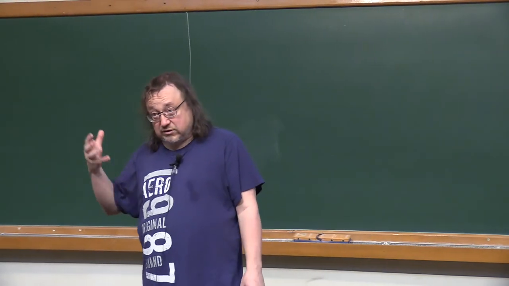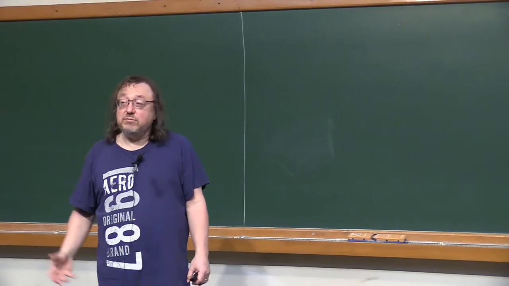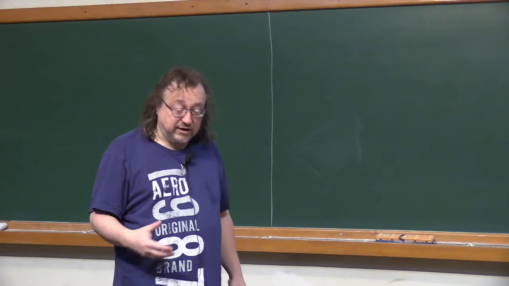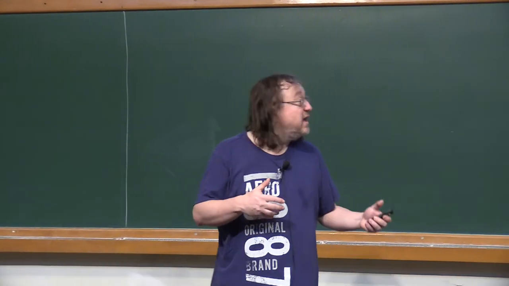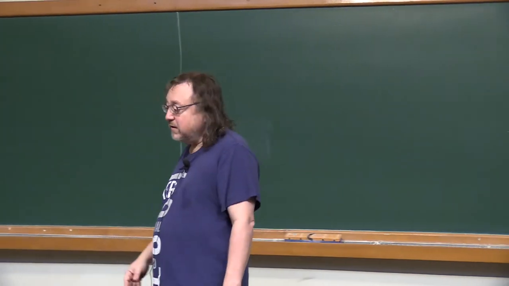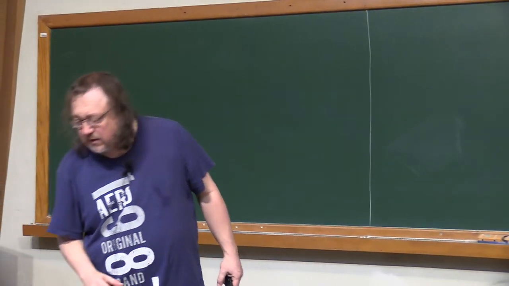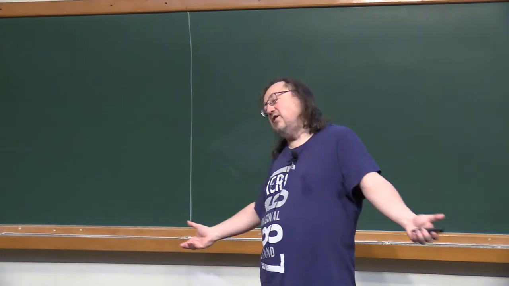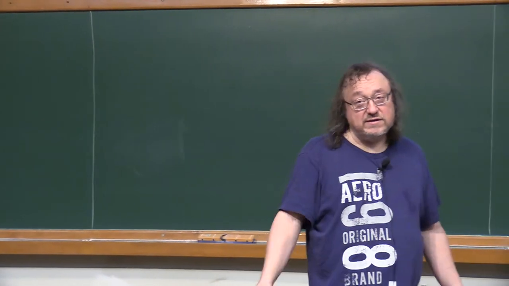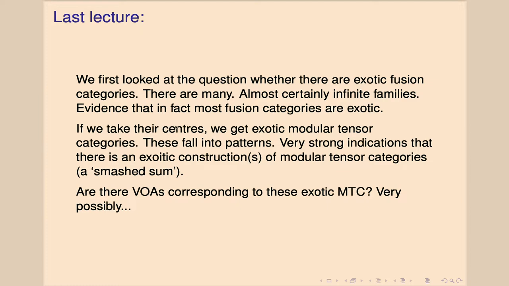The way to go to VOAs is to step over to modular tensor categories, and there's a generic construction, as you know, to go from fusion categories to modular tensor categories, and that is the center construction. We did that, and what we end up with is lots and lots and lots of exotic modular tensor categories. These are surely infinite families. No matter where you point, you'll probably find that the exotic ones vastly outnumber the ordinary modular tensor categories.